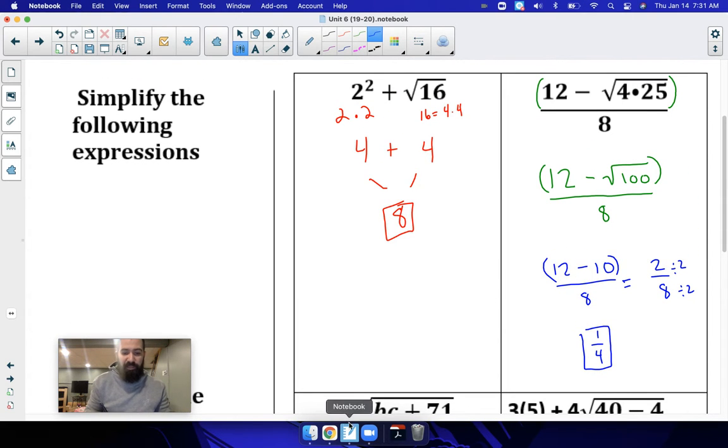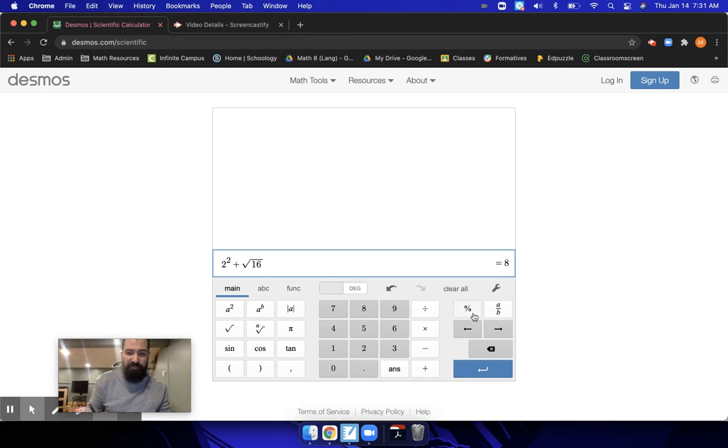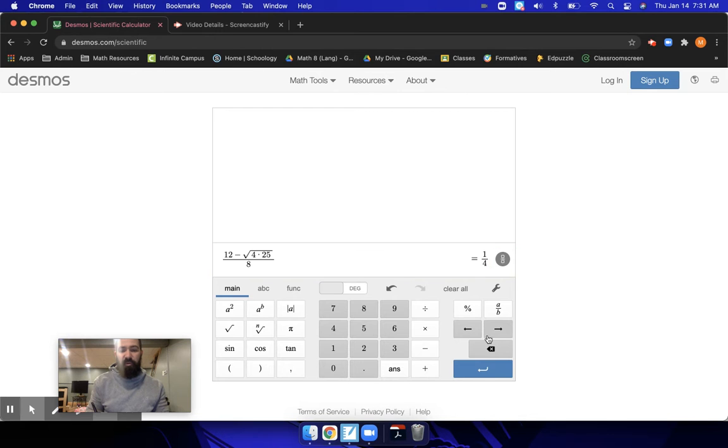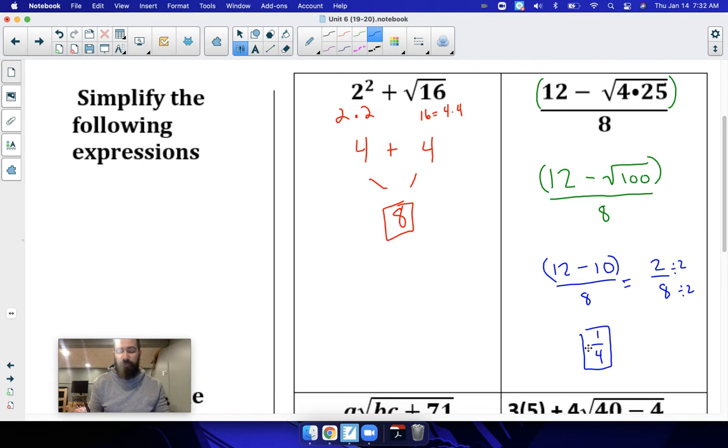Okay, let's see it on a calculator. I have to bounce back and forth just so I can remember what the problem is. So I'm going to make it as a fraction. We have 12 minus the square root of 4 times 25, and we're going to divide that whole thing by 8. If you notice 0.25 or 1/4, press this button right here, and it changes my decimal to a fraction. What we got over here, 1/4.